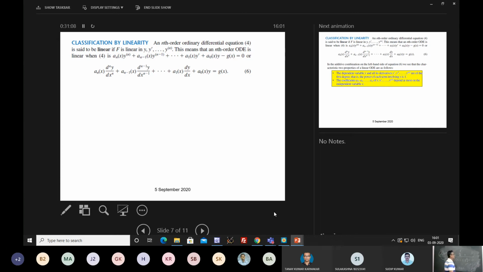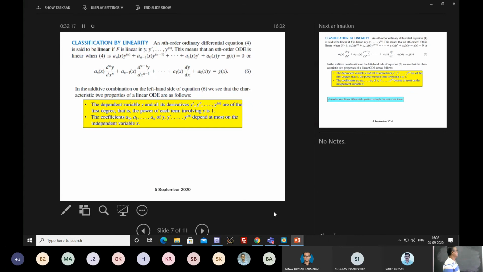if it is linear in all the dependent variables and their derivatives. This means that an nth order ODE is linear when you can write it in the form 6. Now, if you look at the form 6, you can see that the coefficients of all the derivatives are simply functions of x, the independent variable, or constants, and all those derivatives themselves appear only linearly. Their powers are simply 1. If a differential equation violates these conditions, then it becomes a nonlinear equation.